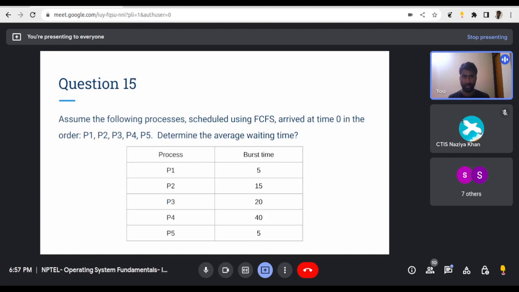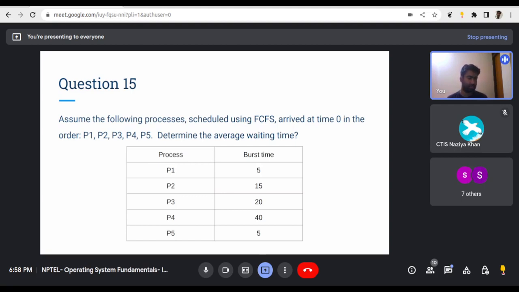So here you have first come first served. Assume that the following processes are scheduled using FIFO, and everything has arrived at time 0, in the order P1 first, then P2, then P3, then P4, and then P5. So can you determine the average waiting time? The waiting time refers to the time that it spends in the ready queue.